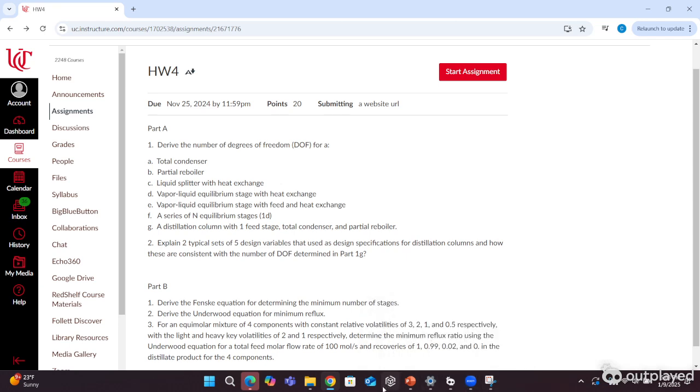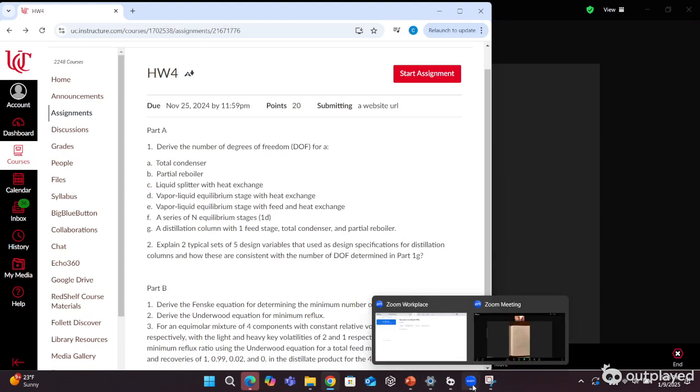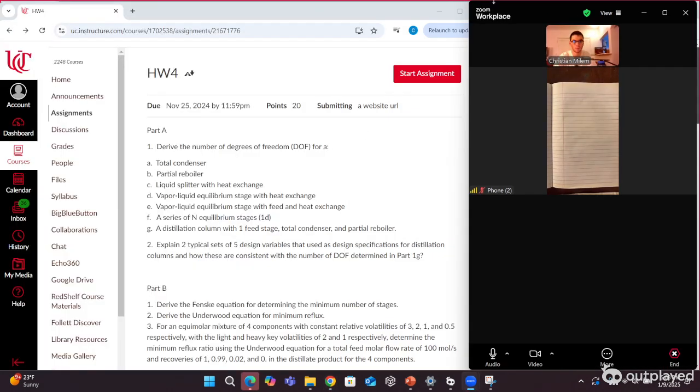Actually, let me open this. So this is our distillation column. We have our rectifying section, we have our stripping section, we have our feed, and then we have our partial reboiler, our total condenser, our splitter. And we're looking for the degrees of freedom.